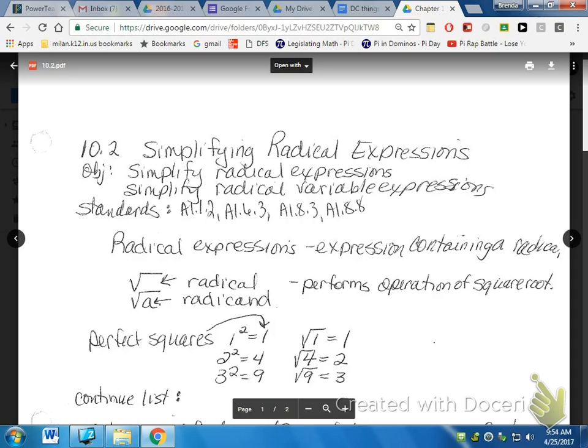A radical expression is an expression containing a radical sign. That symbol is a radical sign. Most people call it a square root sign. Well, basically it performs the operation of square root, but it really, honest and truly, is called a radical sign. What is inside of it is known as the radicand, and I'm just giving you some vocabulary words so that you are educated with those. So a radical performs the operation of square rooting, and inside it is a radicand.